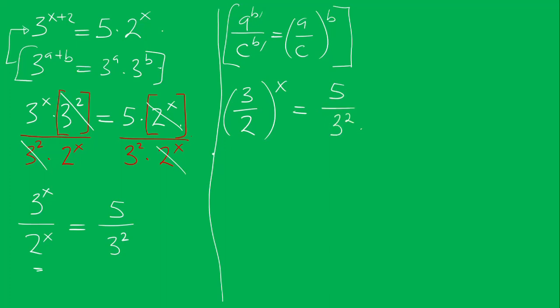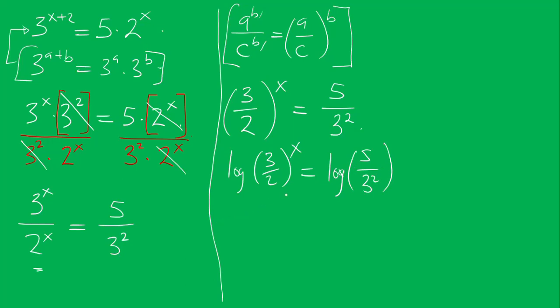So the next thing we are going to do is apply log to both sides. So we now say log of 3 over 2 to the power x is equal to log of 5 all over 3 to the power 2. So that is what you have.